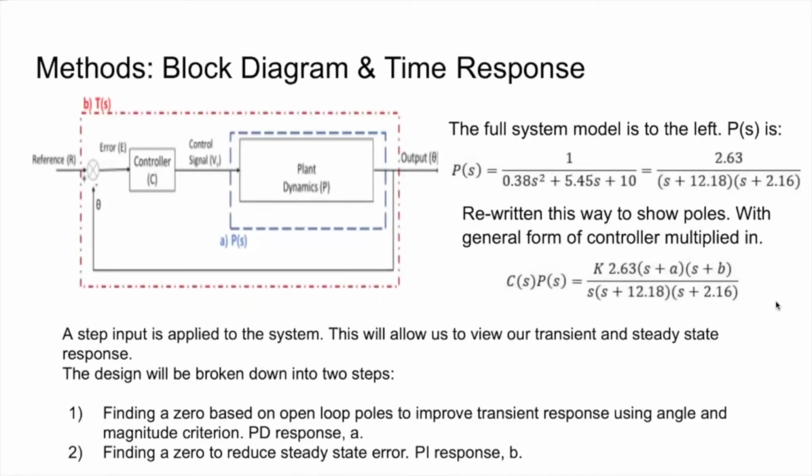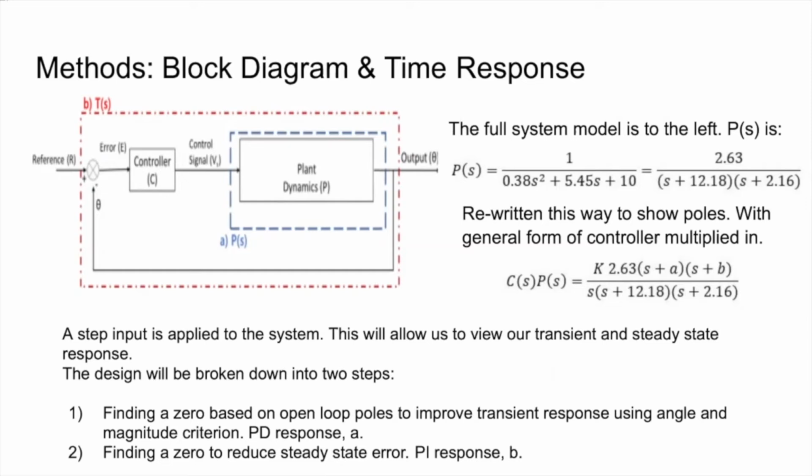Here's our block diagram and time response, and the full system model is to the left, which is basically our plant dynamics. As you can see, our equation is over here. We did some simple math and divided by 0.38 to get into a simpler form of the equation like that, and we rewrote it to show the poles. On the bottom, here's our pulse also. A step input is applied to the system, which allows us to view our transient and steady state response.